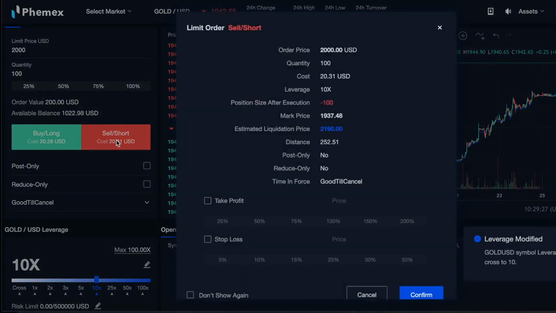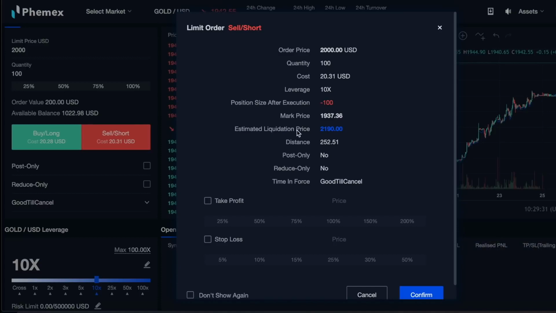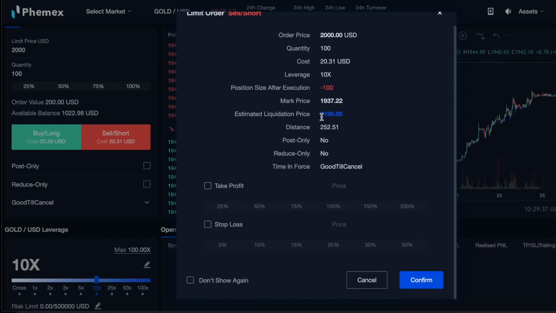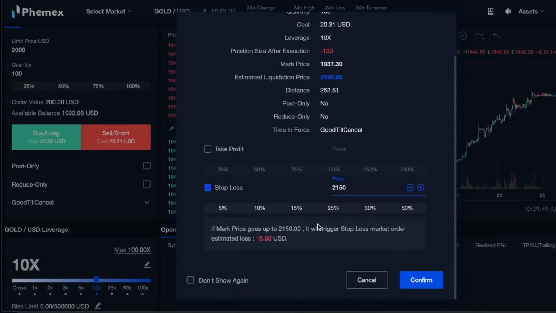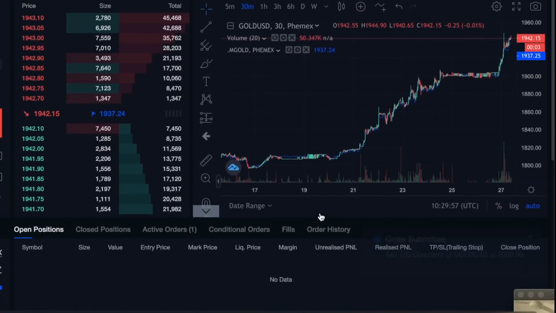We click sell short. We check all of our details here, make sure the estimated liquidation price is something that you are fine with. And here you can see the liquidation price is 2,190. So I'm going to put in a stop loss here at 2,150 because this will trigger before the liquidation price, which makes sure that I cannot get liquidated. We press confirm. And there you go.